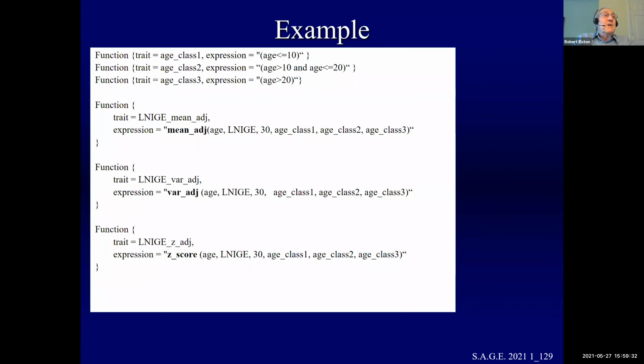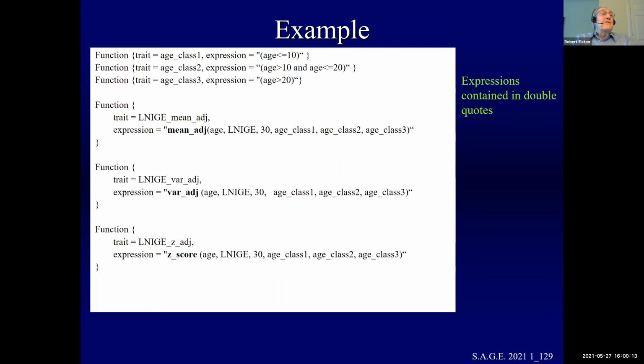At the top, we have function trait. We're going to call a trait age_class1. And now you see this, it says expression equals that. So what it's saying is, this is a logical equal because there's not two equal signs. It's going to be 1 if the age in this class is less than or equal to 10, 0 otherwise.